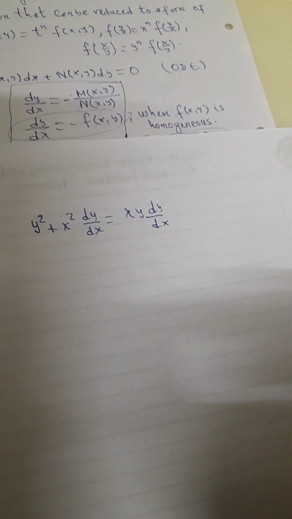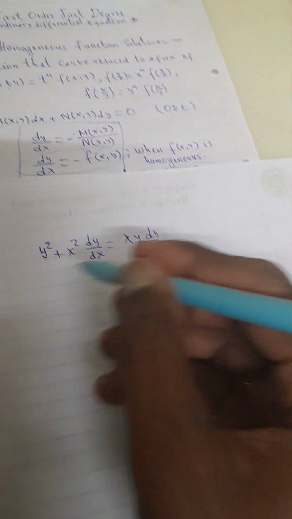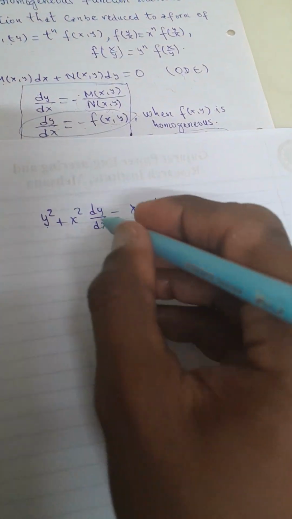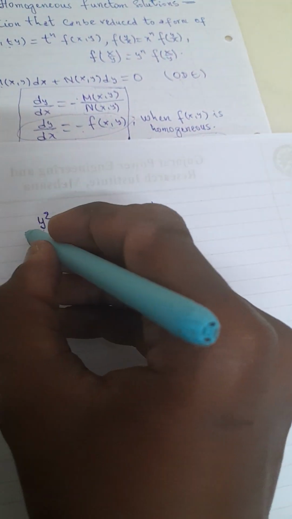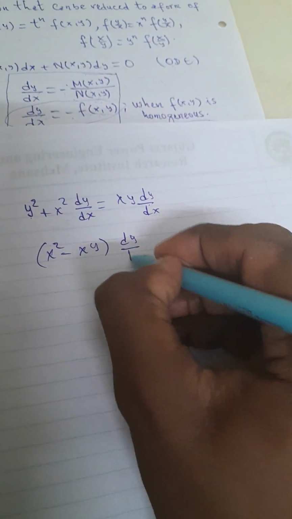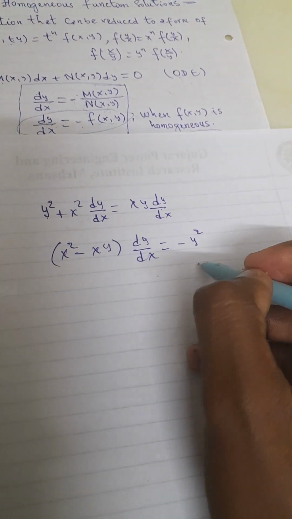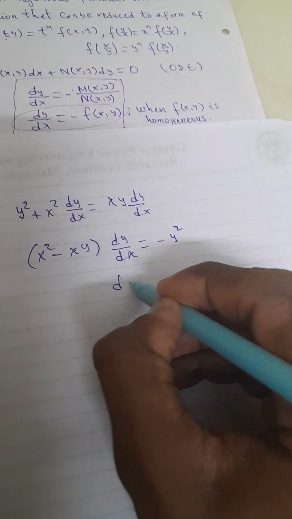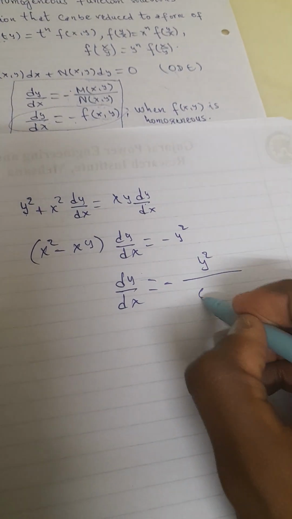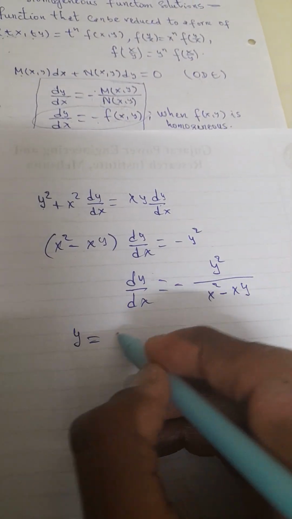This is fine then. So what's the next step? If this is homogeneous, the next step is just to put together the dy dx terms. This guy can go there and this guy can come here. It will be x squared minus xy dy dx equal to minus y squared. So you can send this guy down: dy upon dx will be equal to minus y squared upon x squared minus xy.